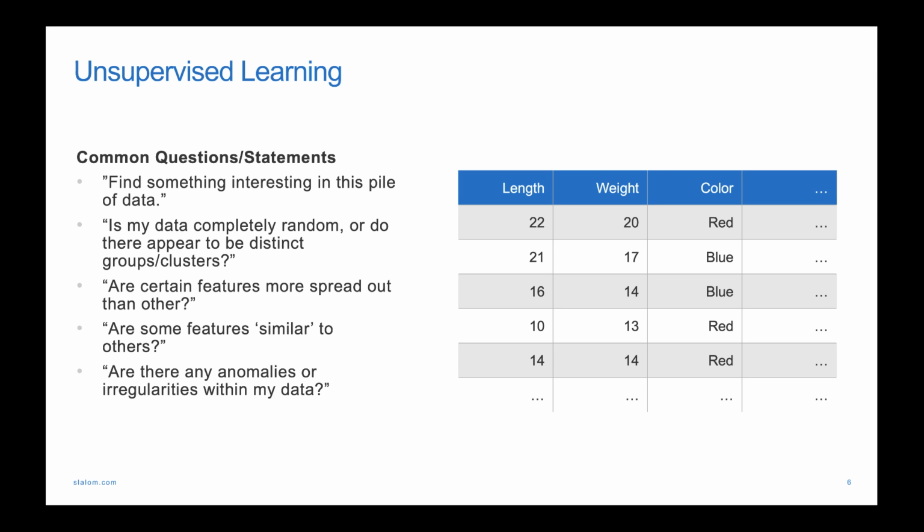Are certain features more widely distributed than others, or are they correlated? Are they related? Are some features similar to others? Are some of my attributes really similar? That could be some sort of correlation analysis. And then oftentimes, are there any anomalies or irregularities within my data? That's really common, to find outliers.